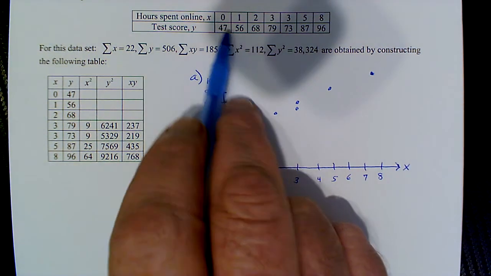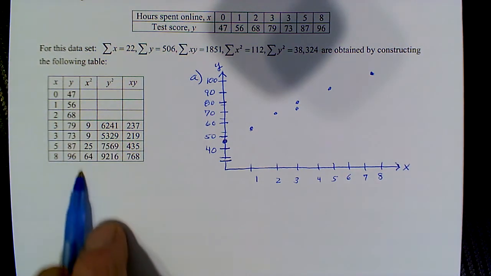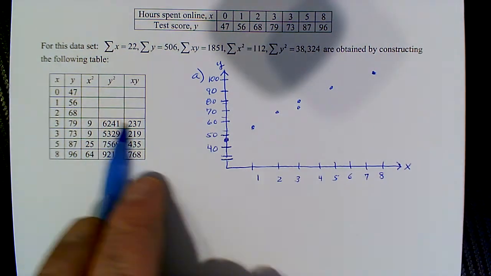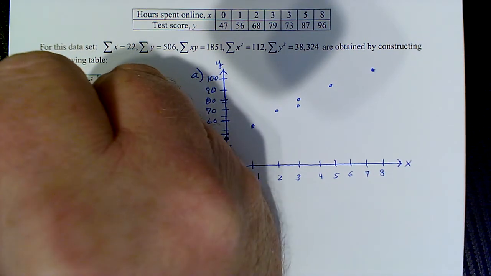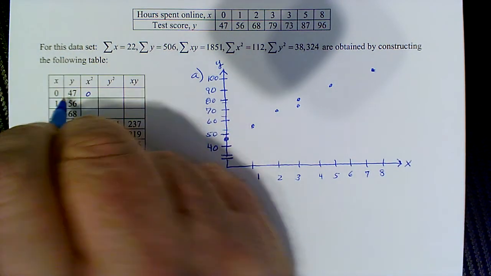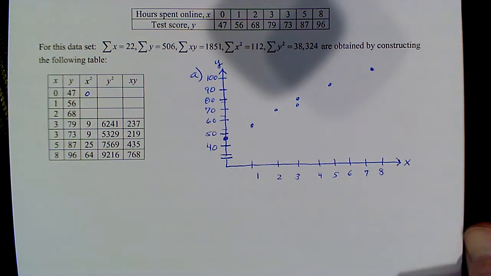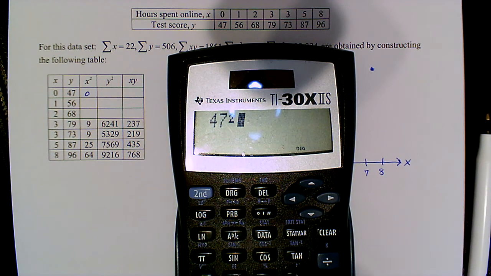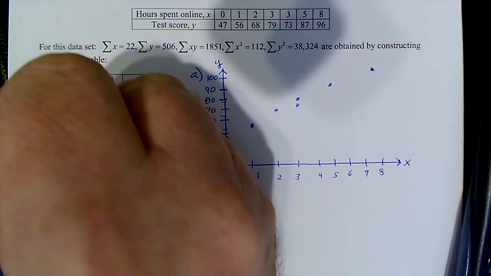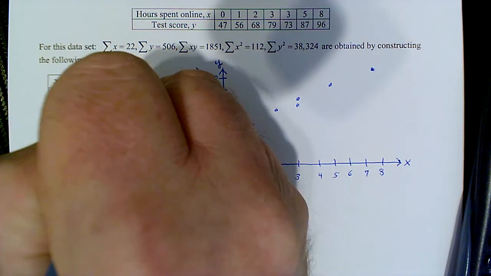Okay, so what we have to do is this. Here's the X column, here's the Y column copied from the data. I filled in most of the table, but here's what we do. We square the X's, so 0 squared is 0. Square the Y's, so 47 squared. Use your calculator, just use the X squared key. 47, hit the X squared, 2209. Then take the product of the X and the Y's, so 0 times 47 is 0.